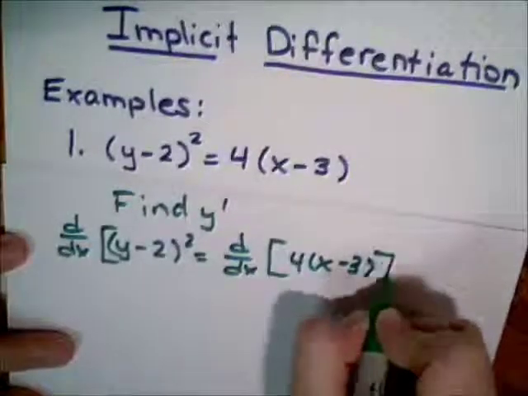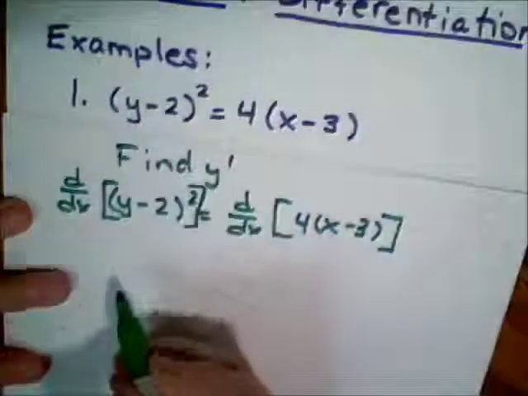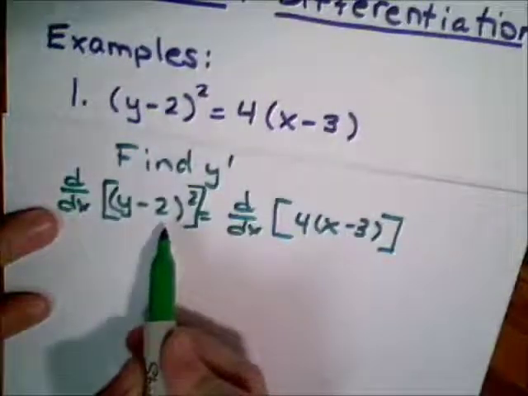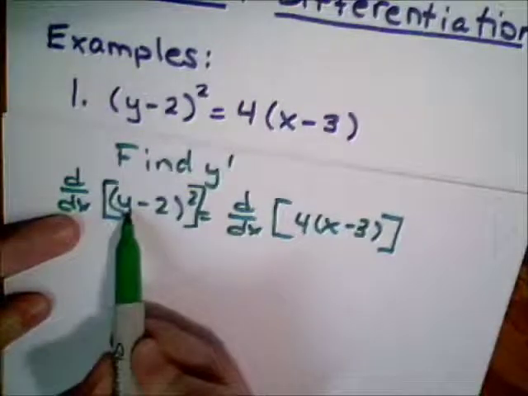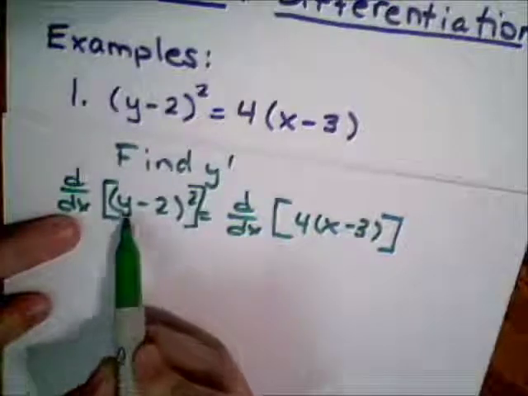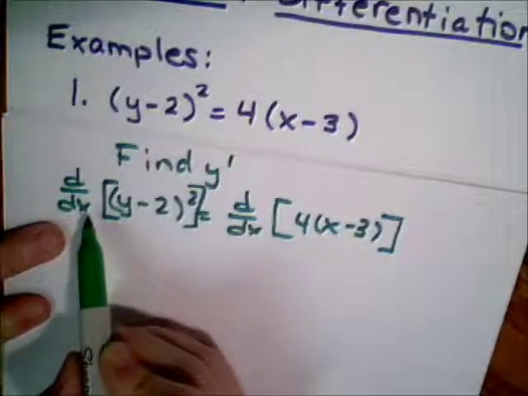Takes a while to rewrite that, doesn't it? Okay. So the derivative of the left-hand side. Since the only variable on the left-hand side is a y, and y is a function of x, we have to use the chain rule.